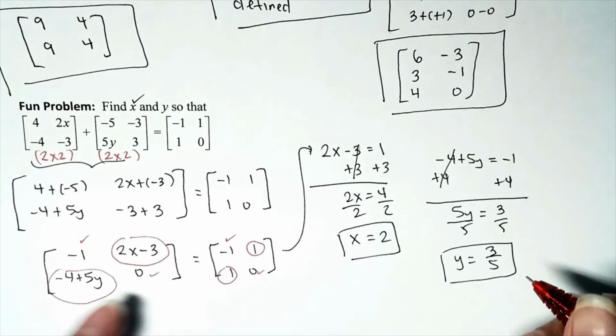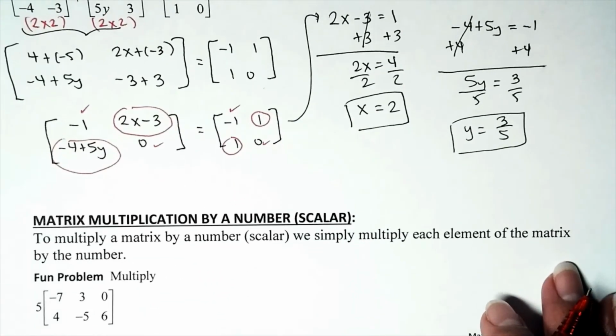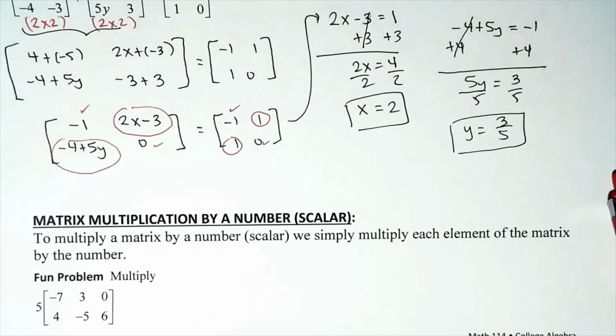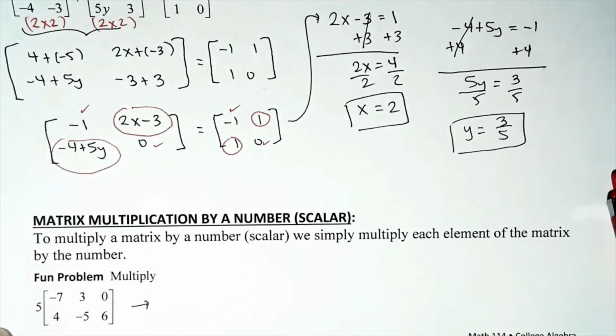Fantastic. All right, guys. So we're almost done. We're just one short problem away from finishing. So we're going to talk about how we multiply a matrix by a scalar. That's just fancy talk for a number. To multiply by a scalar or number, you're just going to multiply each element by 5. You can show your work, or you can go straight to answer. I would love to show my work, but I'm out of space, so sorry guys.